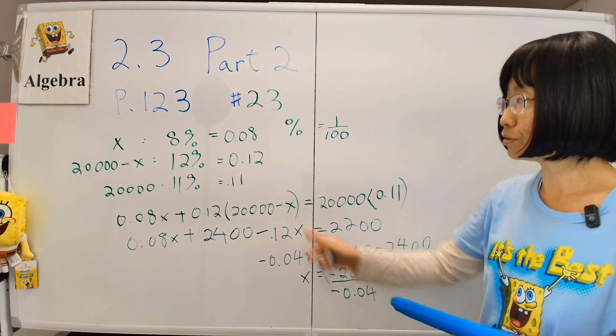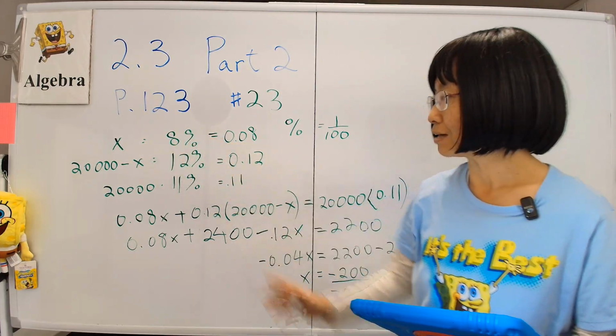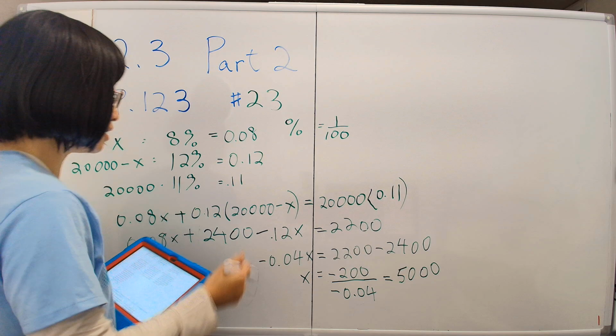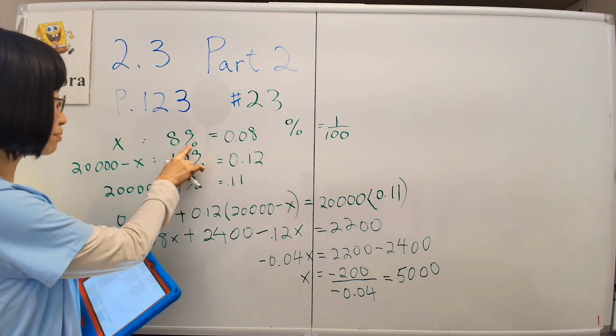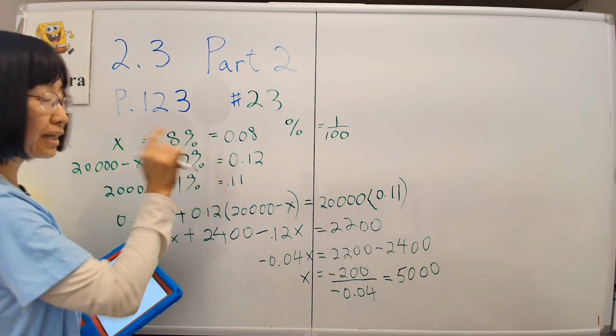That is, the person, Raul, will invest $5,000 at 8%, and then the rest of the money at 12%.